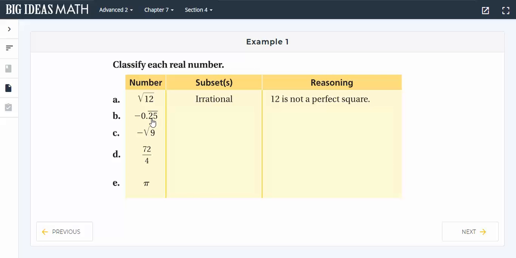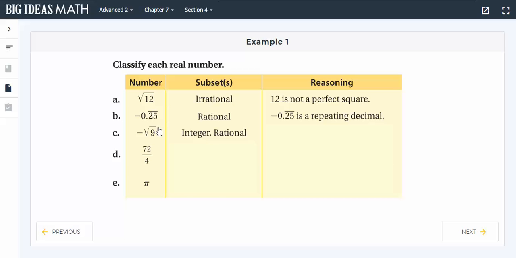Negative 0.25 repeating is rational because it can be written as a fraction, as a ratio. So it's rational. And like we discussed earlier, if it didn't repeat, then it would be irrational. Oops, I kind of skipped ahead.